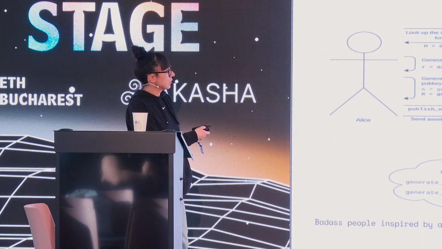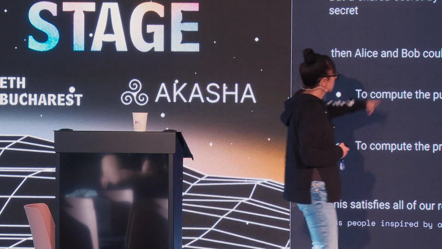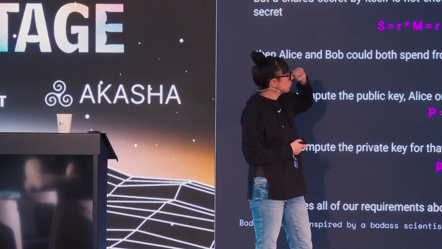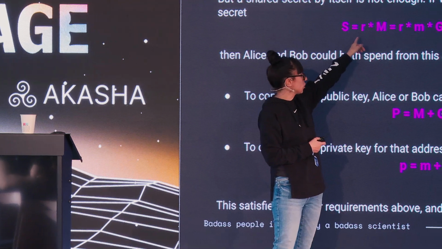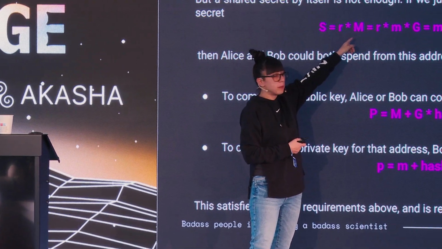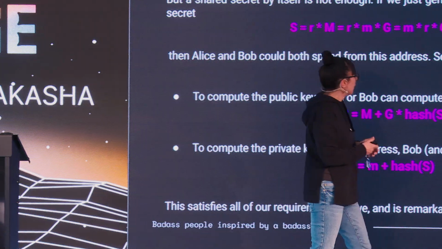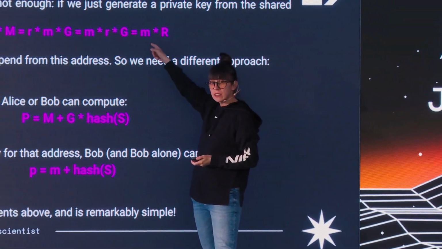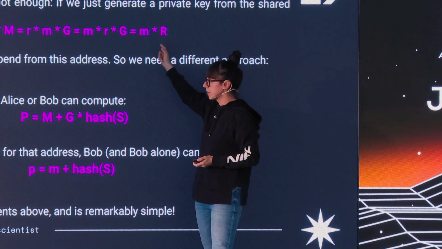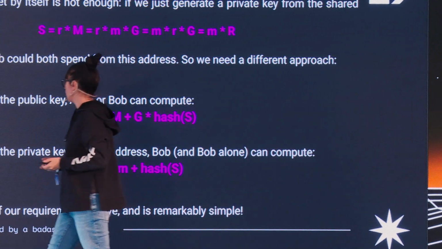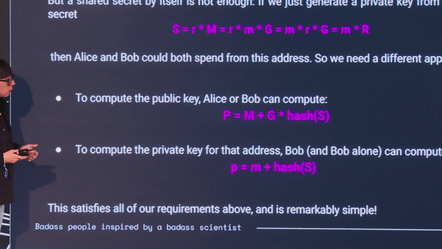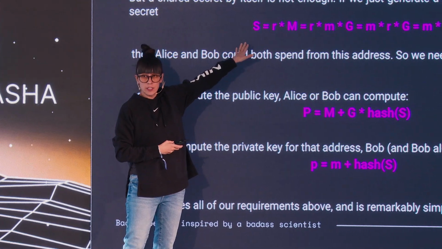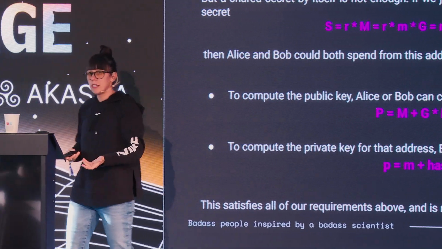Well, both of them will calculate this. This is a shared key. This is point on elliptic curve. And Alice will calculate this shared key as a result of multiplication of her private key and public key of Bob. But Bob will calculate this shared key as a result of multiplication of his private key and the public key of Alice. So both of them can calculate this shared key, but in different ways. If we want that this shared key be the public key for this stealth address, then both of them can spend the money from this address.